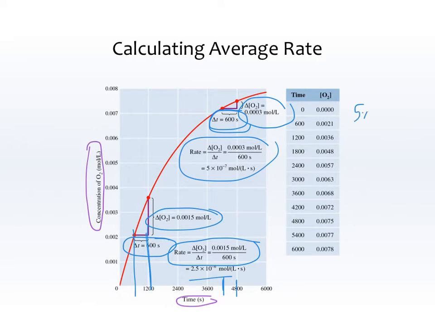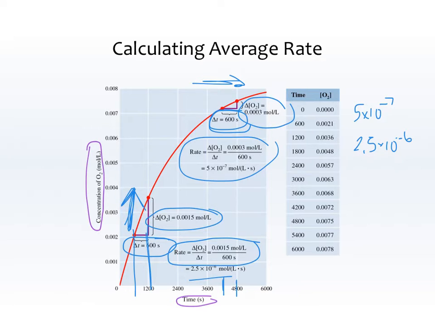Notice that it's 5 times 10 to the negative 7 at the end of the reaction, and 2.5 times 10 to the negative 6 at the beginning of the reaction. So at the beginning of the reaction, oxygen is actually being produced much quicker than it is at the end of the reaction. And you can tell by the slope being steeper at the beginning of the reaction and more shallow at the end. This is because as the reaction goes on, the reactants are decreasing in concentration. Since there are not as many reactants, they can't make products as quickly. So this is how you could find the average rate.